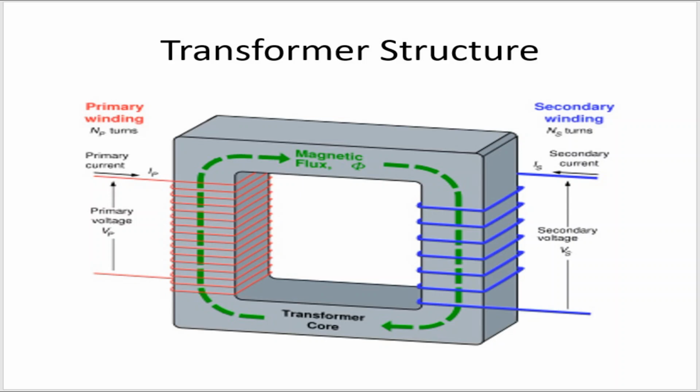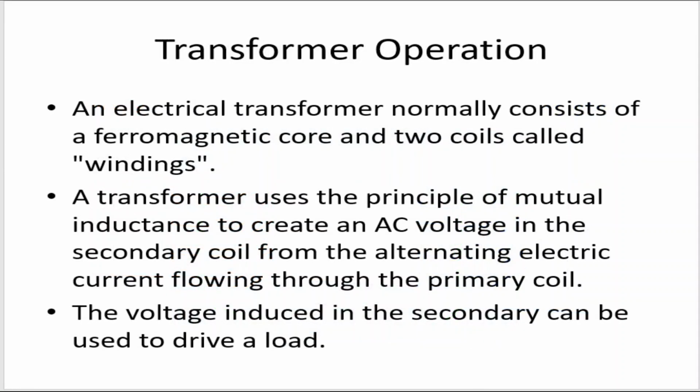One is called the primary winding, which is connected to the source. Another is called the secondary winding, which is connected to the load, and the flux is shown over there, which is produced when you pass a current through the primary coil, and that is circulating through the core and linking with the secondary coil, and due to that an EMF is induced in the secondary coil. So here the operation of the transformer is the same as we have discussed.